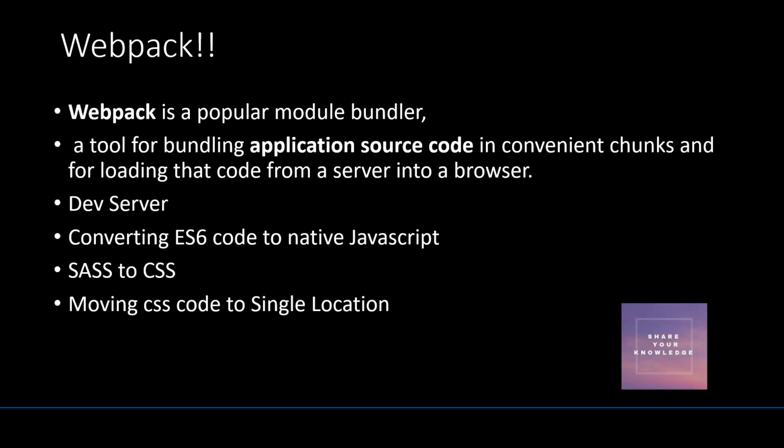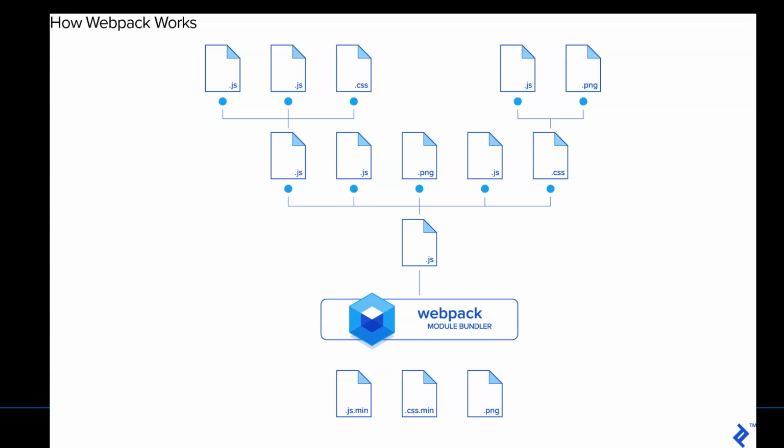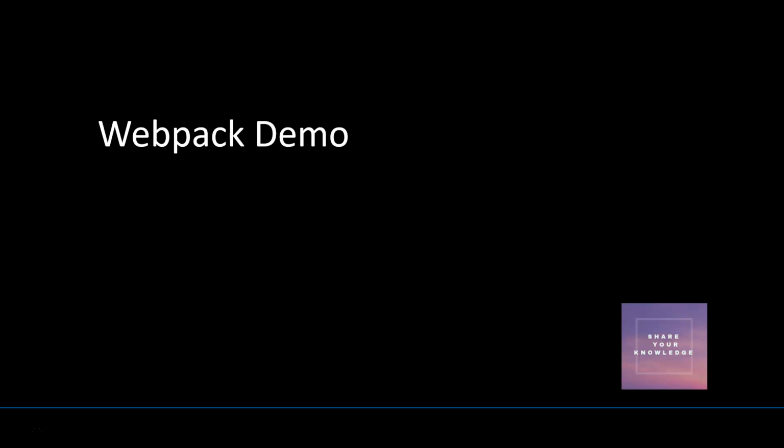Okay, so let's move on. This is what happens in Webpack. You have many JS files in your application, and CSS files, all distributed across your file system. The Webpack bundler makes it into a single file. You have a single JS file, a single CSS file, and a single PNG file. So this is what it does primarily. Okay, let's see a demo to understand this better.